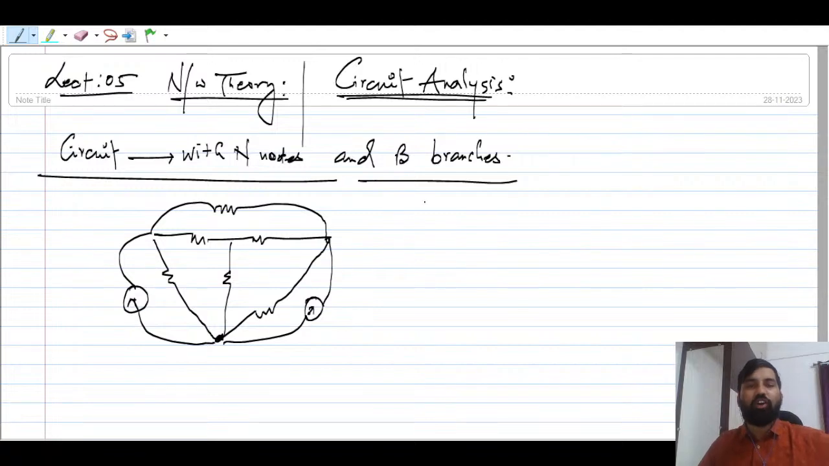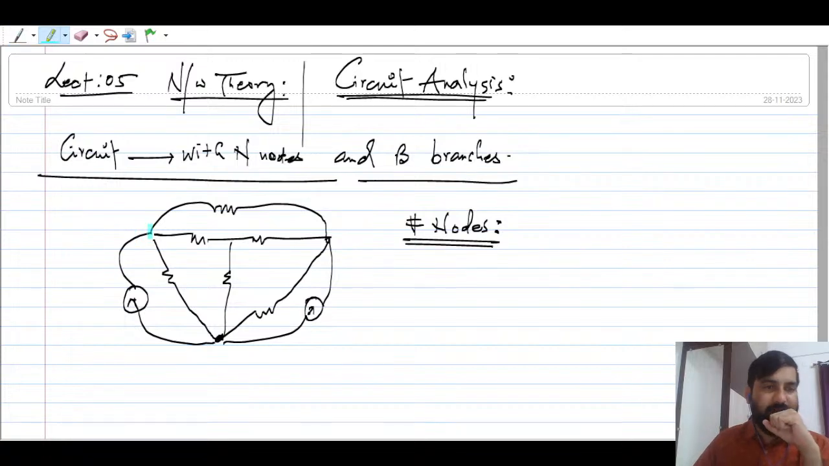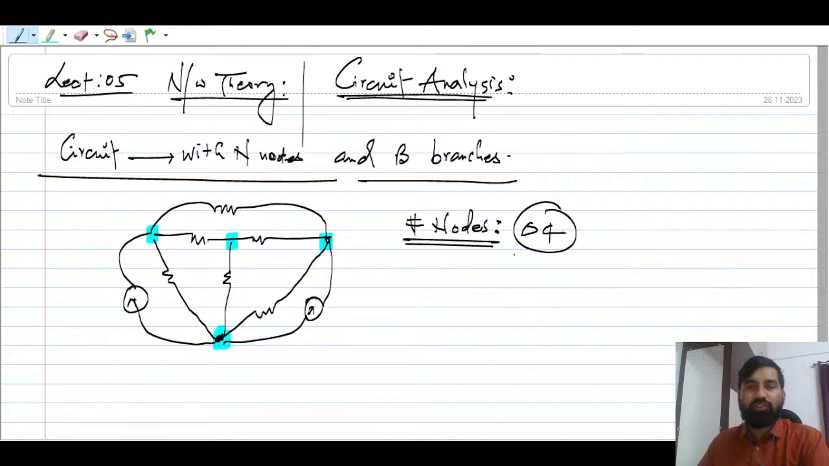Now if I ask you how many nodes are there in this circuit, you should be able to identify that, right? One node is this, the second node is this, the third node is this, and the fourth node is this. So there are four nodes. If somebody asks how many nodes are there, first of all you have to decide how many nodes there are. So four nodes are there, right?